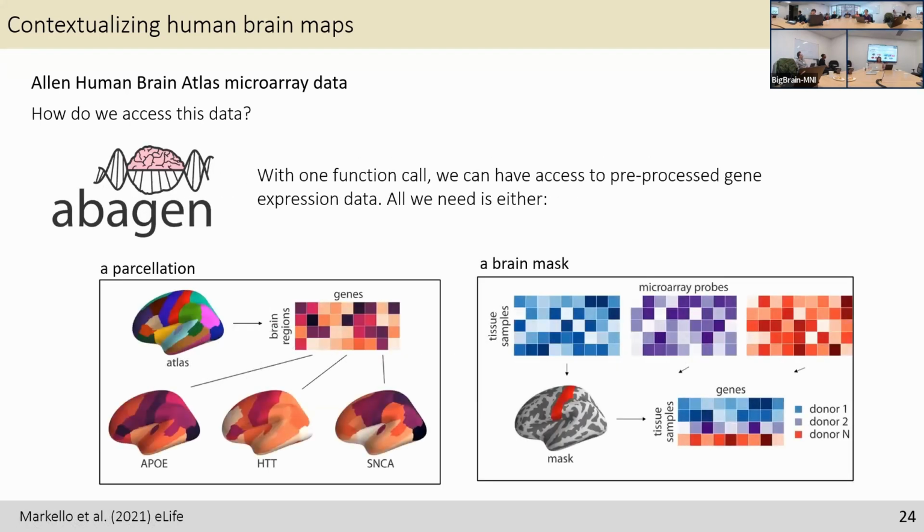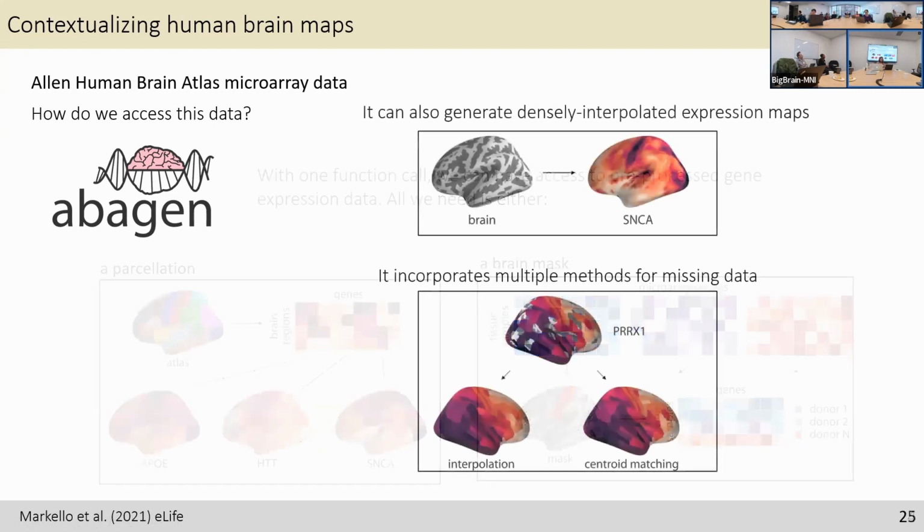What I mean is as simple as that: with one simple function call, we get this brain map, we get this matrix, sorry. All we need is a parcellation that tells the function which brain regions we want. We can also use a brain mask that returns expression for all the tissue samples that are within the brain mask that you want. And it can do more funky things. It can actually generate a densely interpolated expression map.